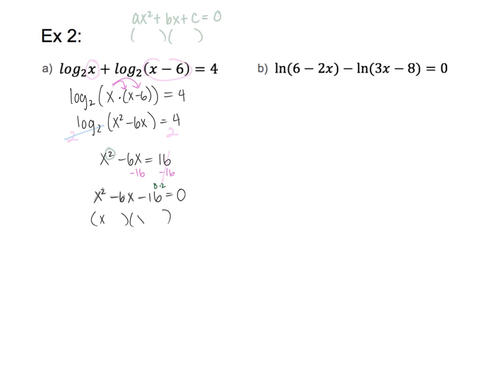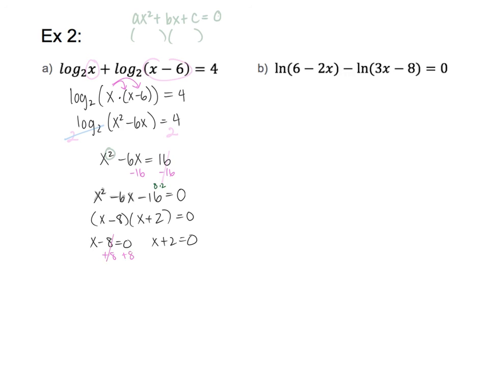So I'm going to drop down my x's, my 8, and my 2. I'm going to make the 8 a negative and the 2 a positive, and I'm going to just bring down the 0. Now, negative 8 times 2 does give me negative 16. Negative 8 added with positive 2 does give me negative 6. So these two factors do work. So now I'm going to set each factor equal to 0, and I'm going to solve.